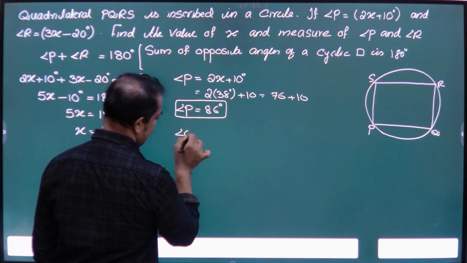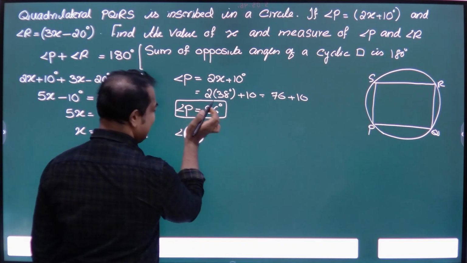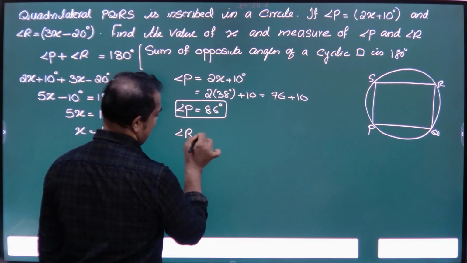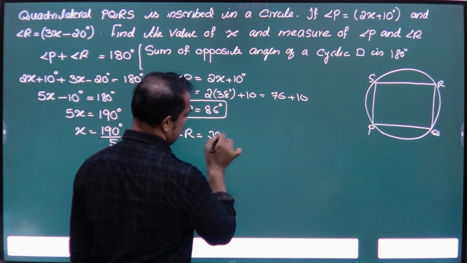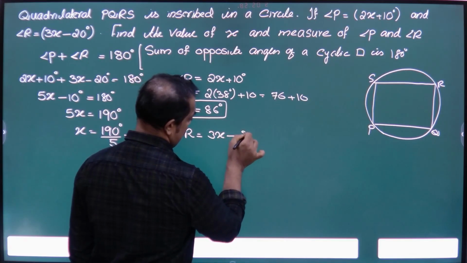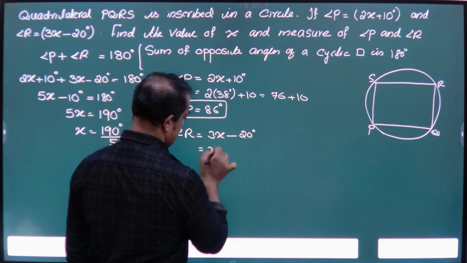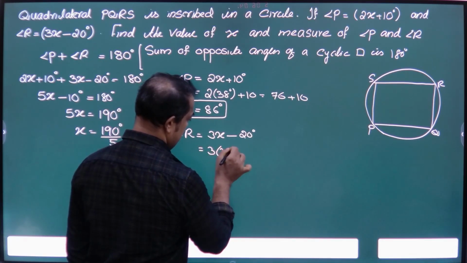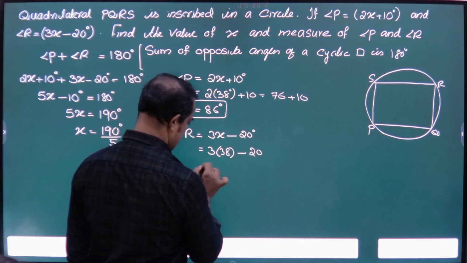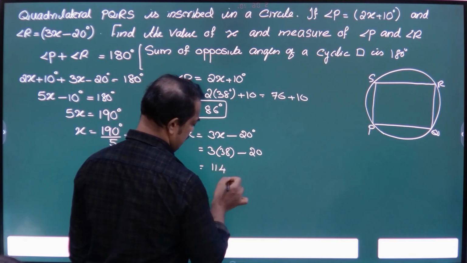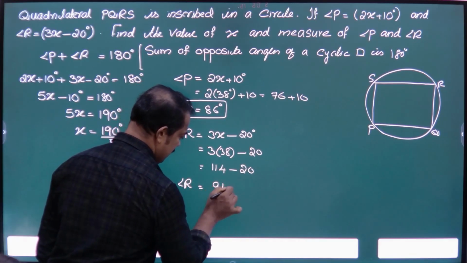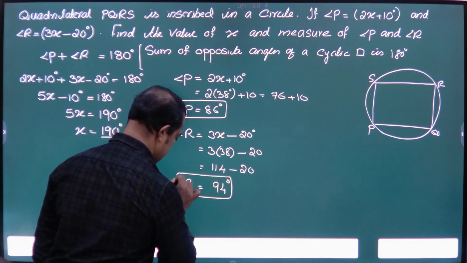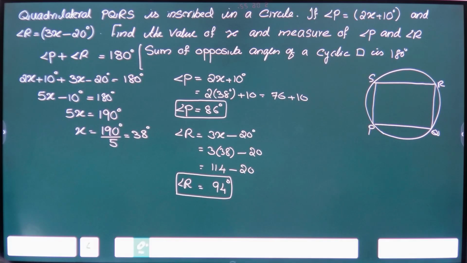Now find the value of angle R, not Q. Angle R is 3x minus 20. 3 into 38 minus 20. 114 minus 20. Angle R is equal to 94 degree. So what is the value of angle R? 94 degree.